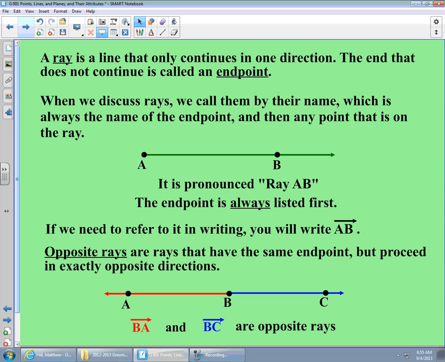The red one on the left, which would be ray BA. Again, B gets the first billing because that is the end point, and on the right side, the blue one is ray BC. Those are opposite rays because they both begin at the same end point, which is B, and then they head exactly away from each other. I say it's surprising that we even have this term because in all reality, what does this figure look like? It looks like a line. We could have just as easily called this line AC instead of 2 different opposite rays. But the term does exist, so now you know it.